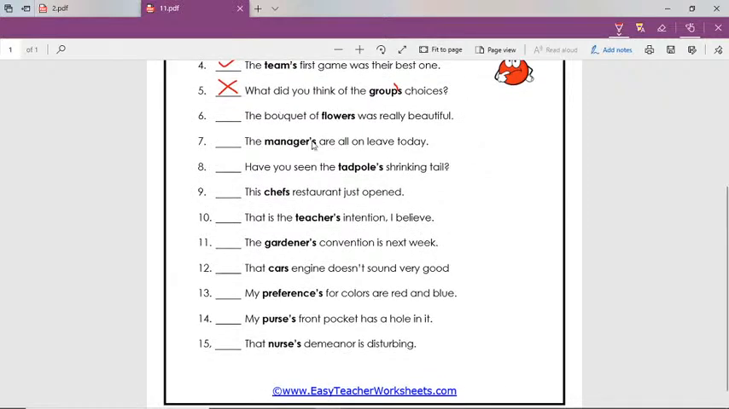Question 6. The bouquet, remember that new bit of vocabulary there? The bouquet of flowers was really beautiful. That's fine, that's correct. Because the bouquet doesn't belong to the flowers, nor do the flowers really belong to the bouquet, but basically the bouquet of flowers is a plural, and you're describing them, so they were. The bouquet of flowers was really beautiful. That's absolutely fine.